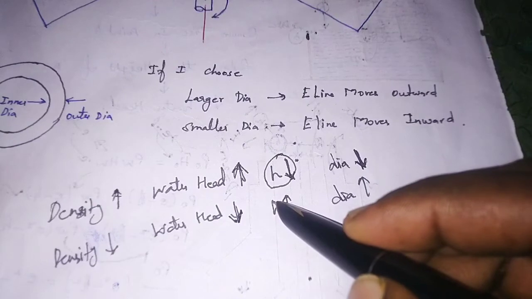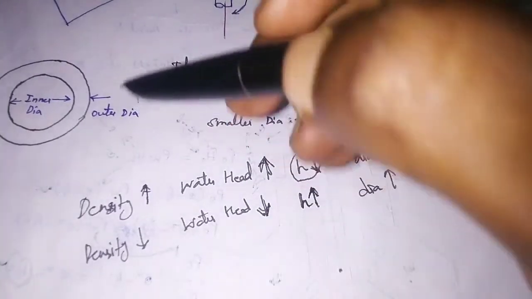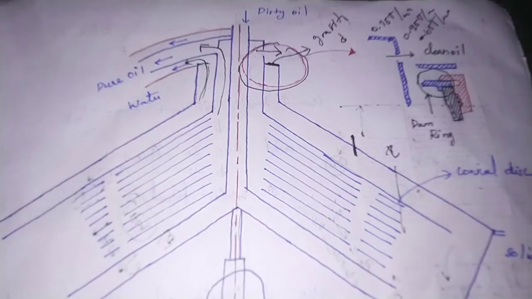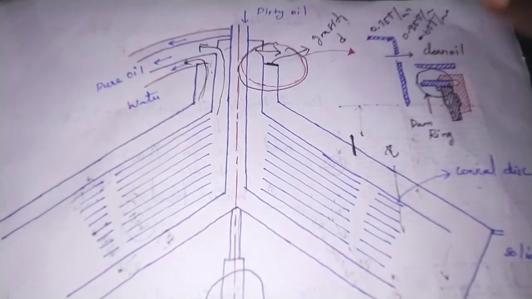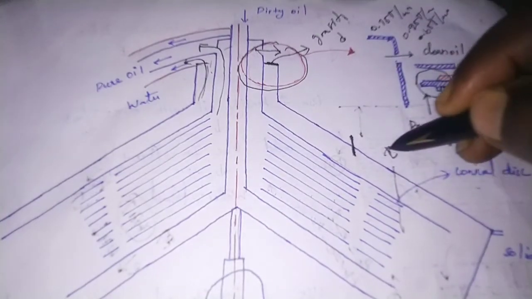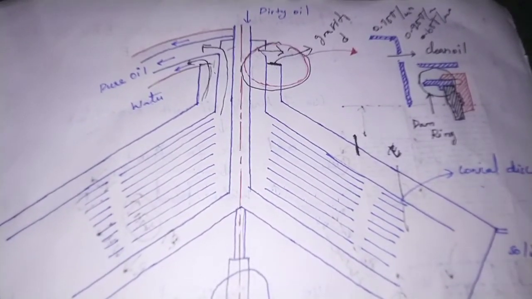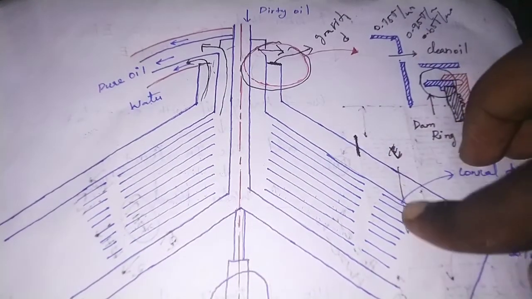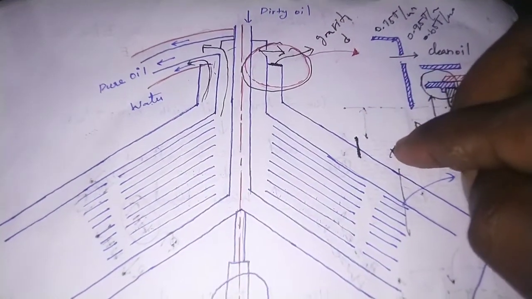When density is reduced, we want to increase the water head. How can I do that? By increasing the H value, and that is by increasing the diameter of the gravity disk. So finally we can conclude that if I use higher density oil, we reduce the diameter of the gravity disk to maintain the E line at point E. If I use less dense oil, we increase the diameter of the gravity disk to maintain the E line at point E.